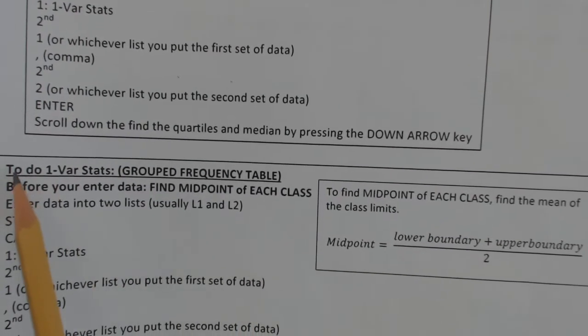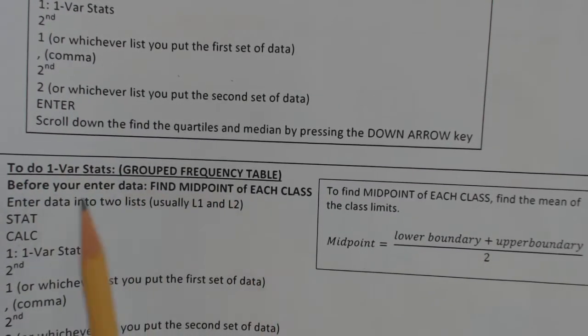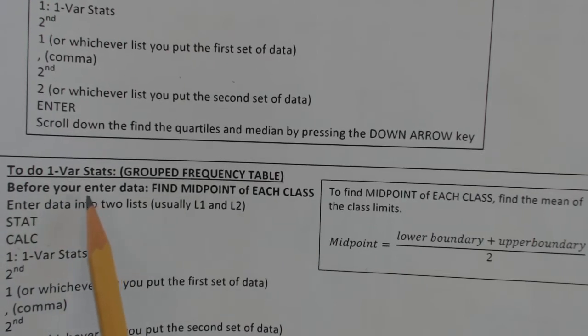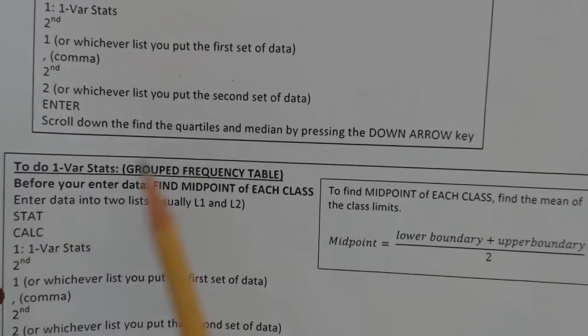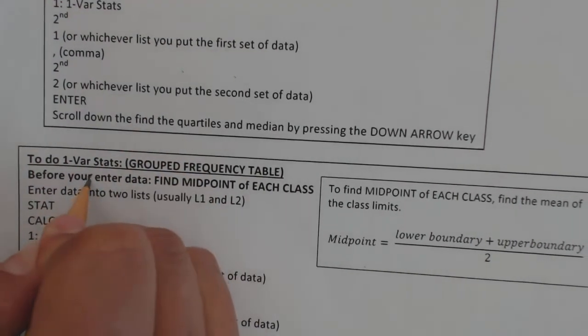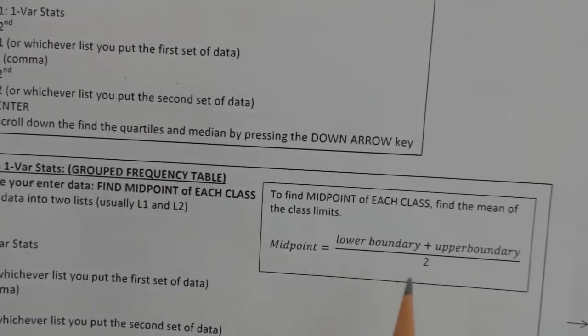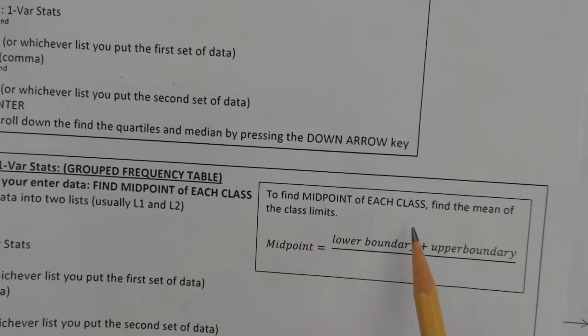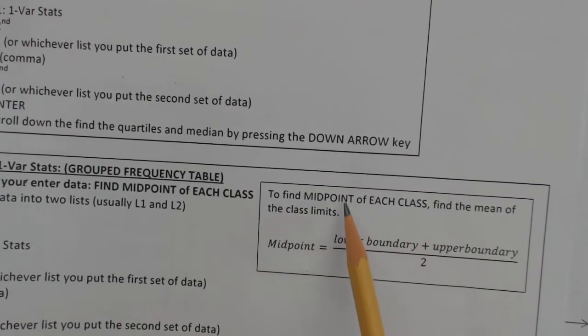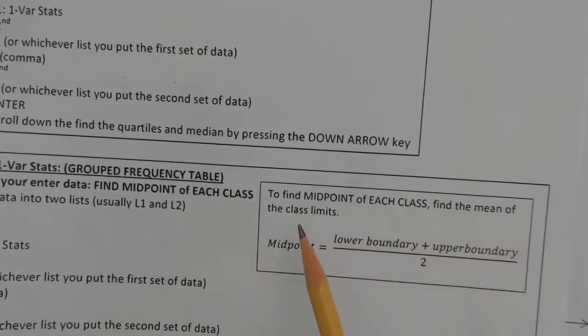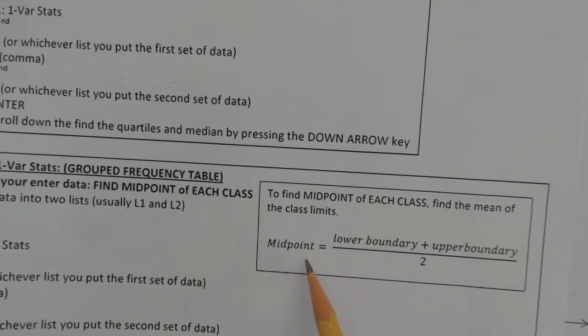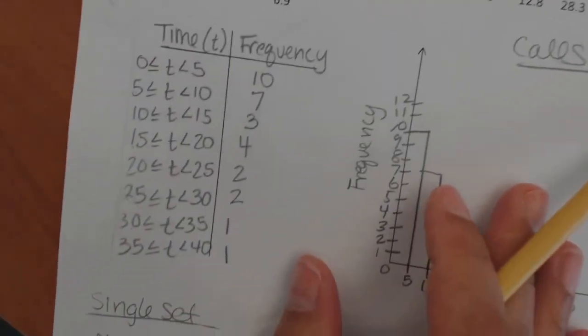And I need you to realize it says to do one variable statistics, grouped frequency table. Underneath it says, before you enter data, find the midpoint of each class. This is how to find the midpoint in this text box I told you. To find the midpoint of each class, find the mean of the class limits. So midpoint equals lower boundary plus upper boundary, divided by 2. So we have to make another column now and do that.